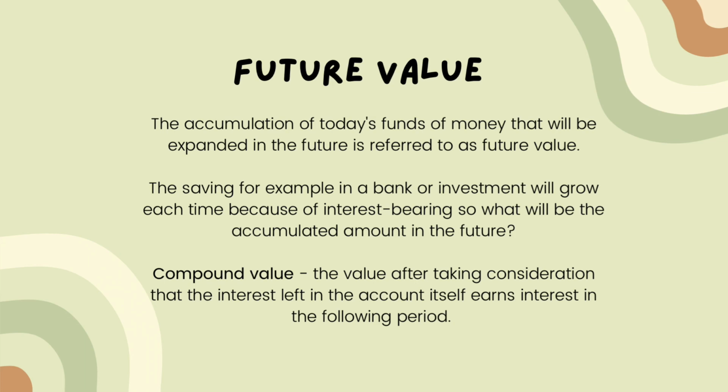The savings, for example, in a bank or investment will grow each time because of interest bearing. So, what will be the accumulated amount in the future? Let me give you an example. If the money, for example 1 ringgit, is deposited into a savings account paying 20% interest, it will grow to 1 ringgit 20 cents a year from now. Simple as that. We want to know the amount a year from now.